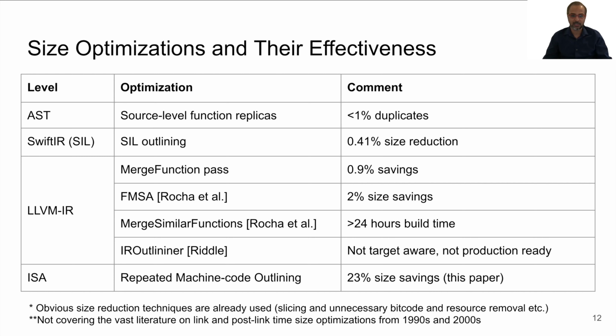LLVM offers several size optimizations. The merge function pass retains only one instance of function bodies that are identical. This offered us about 0.9% size reduction. The FMSA sequence alignment pass delivered about 2% size reduction on our app. A very recent merge similar function pass was not a suitable candidate due to its very large compile time. An emerging IR outliner in LLVM is not target aware. In contrast, finding machine code sequences that repeat and replacing them with a single instance, which is the topic here, gained us about 23% size savings.